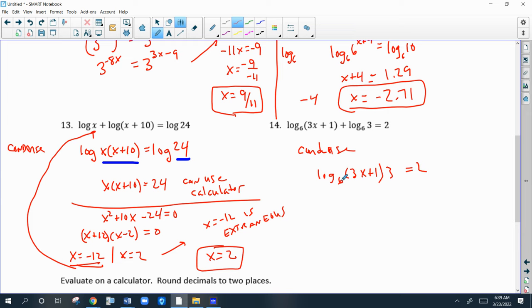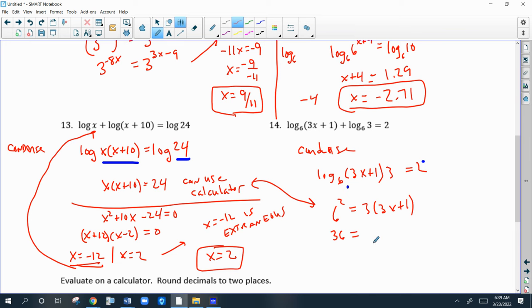At this point, you should change it to an exponential equation, just like we've done before on this review. 6 to the second equals this, 3x plus 1 times 3. So 6 to the second equals 3 times 3x plus 1. Now again, you can use a calculator on this because it is a polynomial equation to get your answers. But make sure you still check for extraneous ones after you use your calculator. Again, I'm not going to.